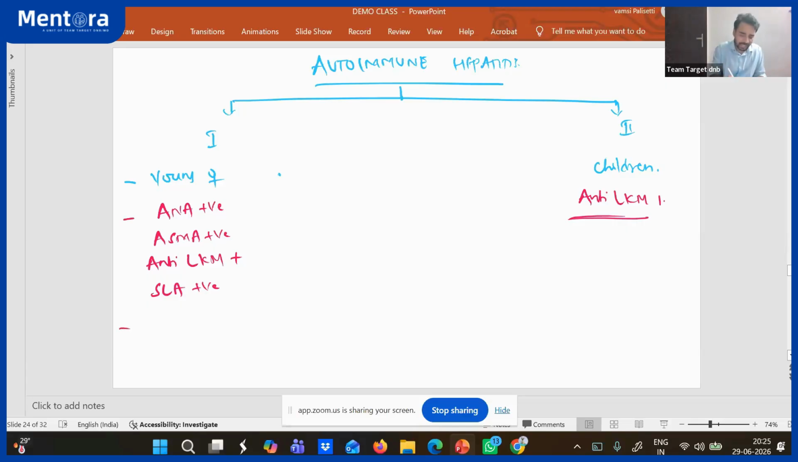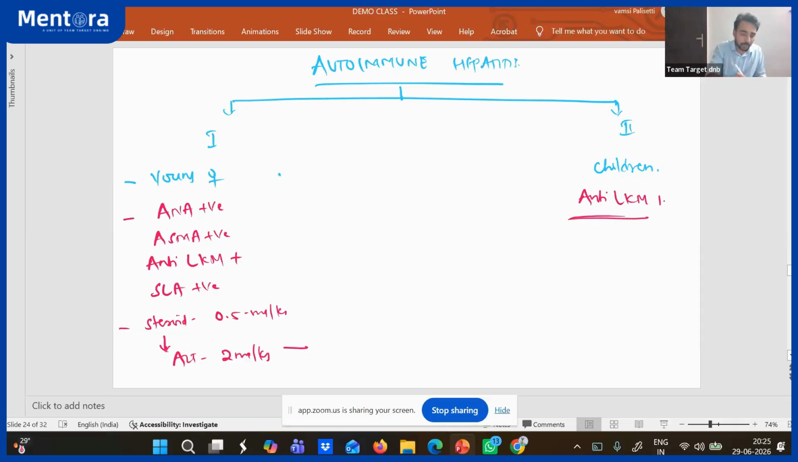So what is the treatment? Treatment is always steroids, 0.5 to 1 mg per kg to start. Once the patient achieves remission, meaning LFT becomes normal, transaminases decrease, and in biopsy the hepatitis is decreased, then you can step to azathioprine. Azathioprine is 2 mg per kg. If not responding, you can go for other drugs like cyclosporine, rituximab. But at least these things are important.